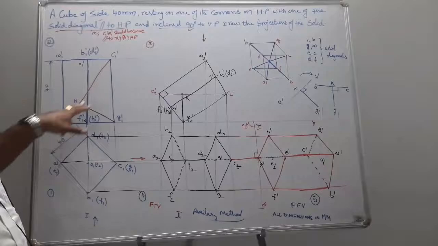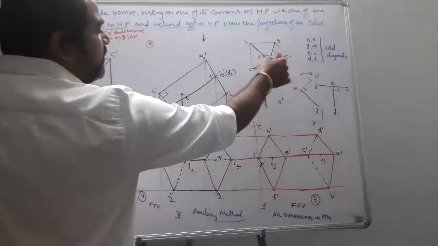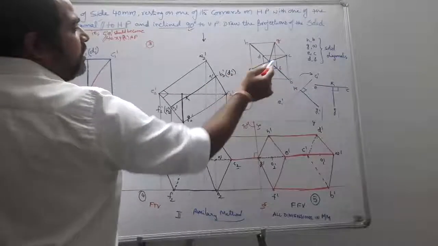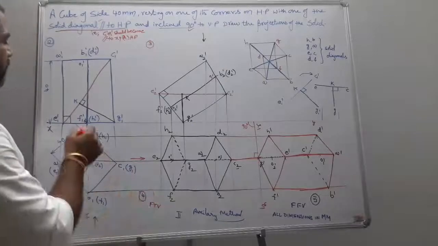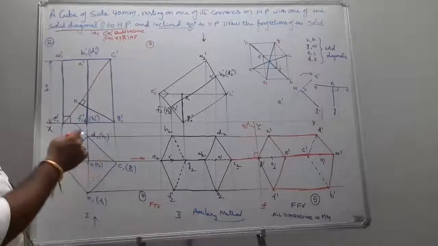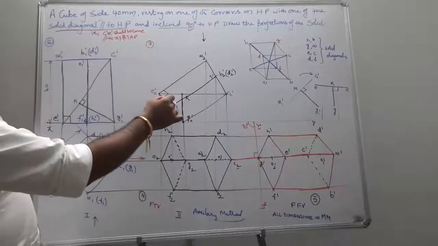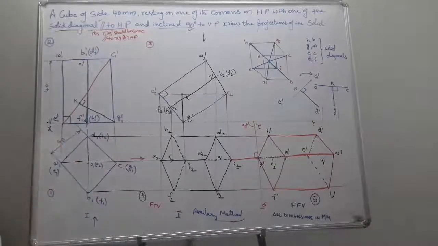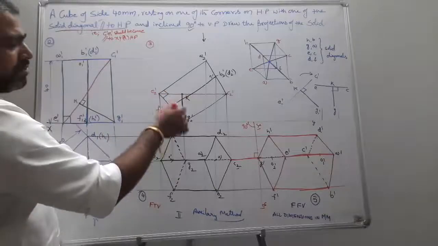First of all, I place my solid diagonal. What is a solid diagonal for a cube? If I consider a cube, HB, GA, EC, DF are the solid diagonals. While making it a corner resting problem, it should come like a rhombus. In this manner, the axis is inclined to which reference plane? The axis is inclined to HP.